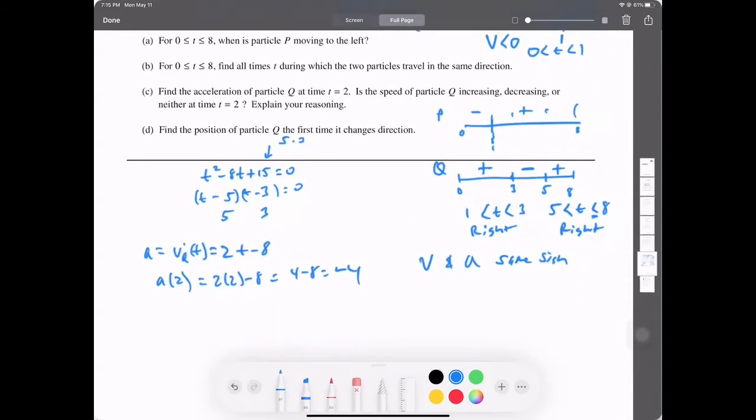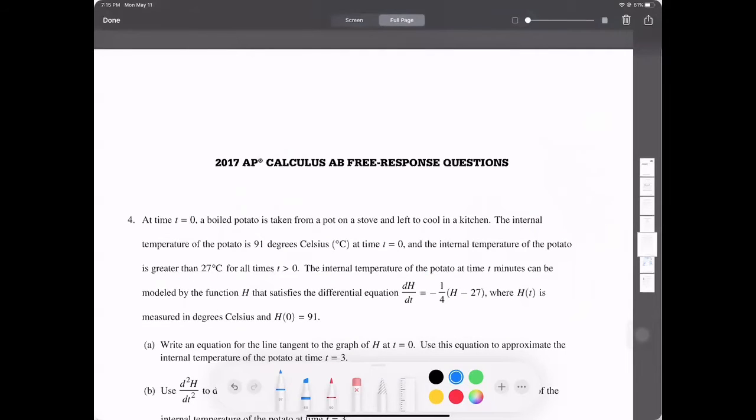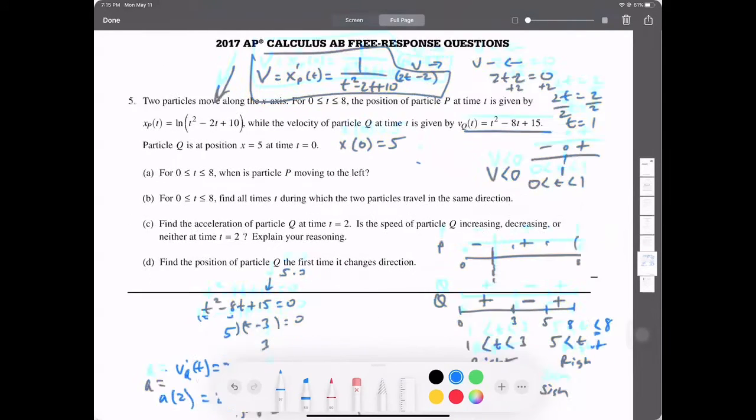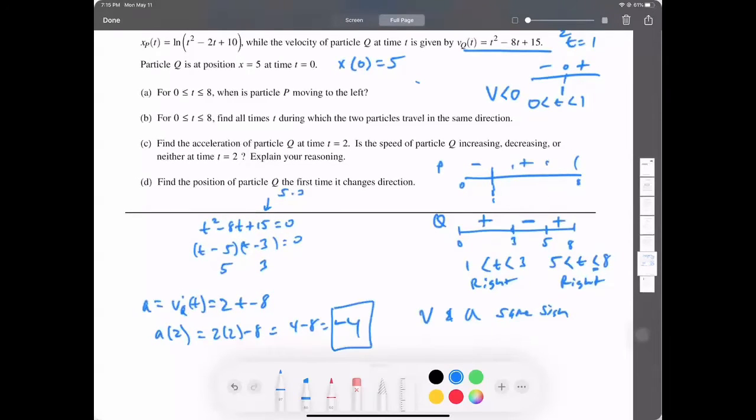So the question is at 2, let's see where 2 is. We said the acceleration would be negative at 2. The velocity at 2, we can just plug that in also. V at 2 is equal to 4 minus 16 plus 15. This turns out to be 19 minus 16, which is 3. And our graph here shows that was going to be positive, right? Positive. So since the signs are different, one is positive, one is negative, we are decreasing. The speed of the particle is decreasing.